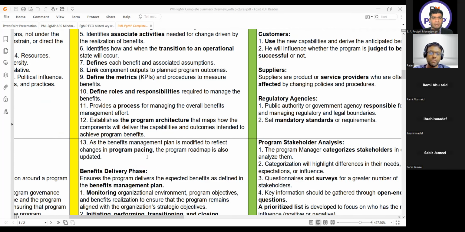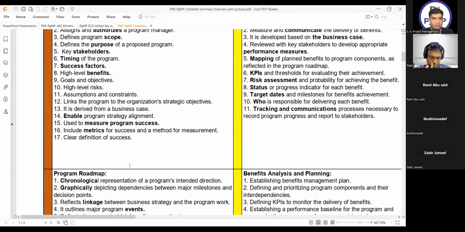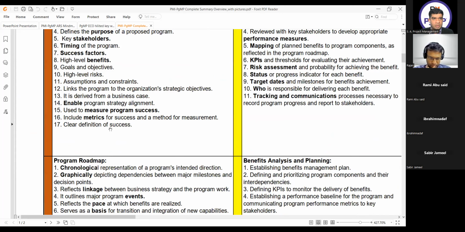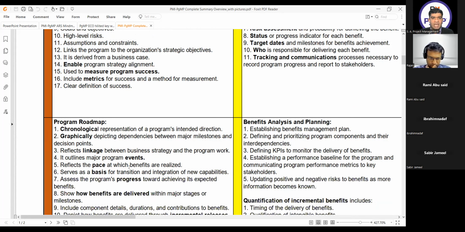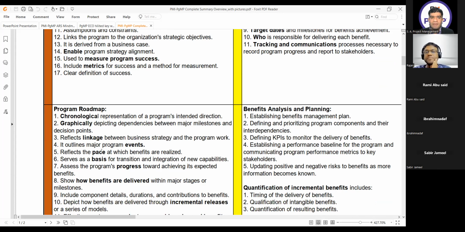Okay, let me read this. Very important: as the benefits management plan is modified to reflect the changes in program pacing, the roadmap is also updated. In the roadmap, we have the keyword of program pacing. Okay, I go to the roadmap. You see here, it reflects the pace at which benefits are realized. Now everything is interlinked with each other. Whenever I update the benefit realization plan, it means the roadmap will be updated, when I change the pace at which something will be delivered.